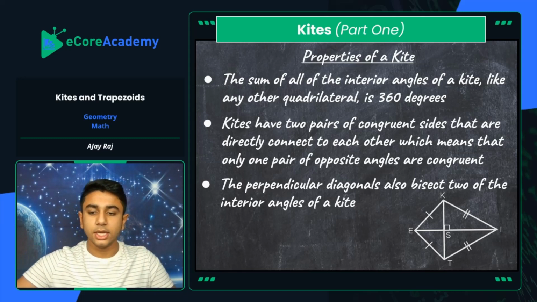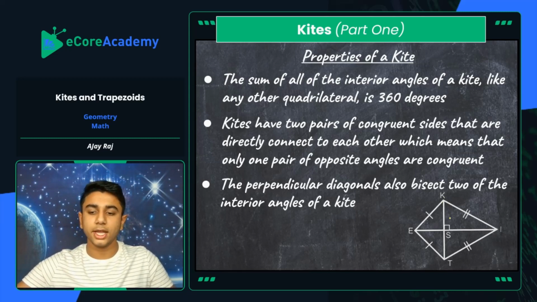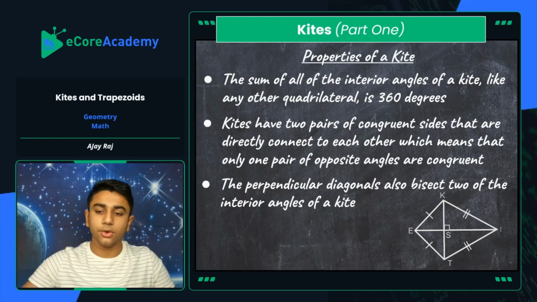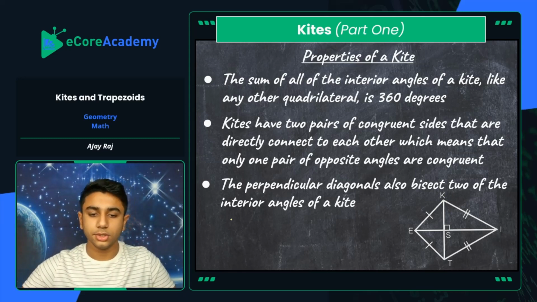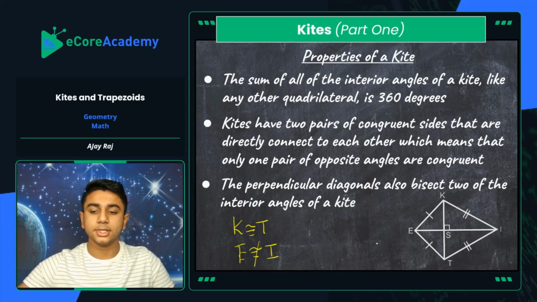So I'll show you what that is. If we take a look at the angles K and T, these angles are the smaller side angles of this smaller diagonal. K and T are going to be congruent to each other. So K is congruent to T. However, E is not congruent to I. That's just the general consensus that we come from. So E is not congruent to I. So only one pair of opposite angles will be congruent. So that's K and T.